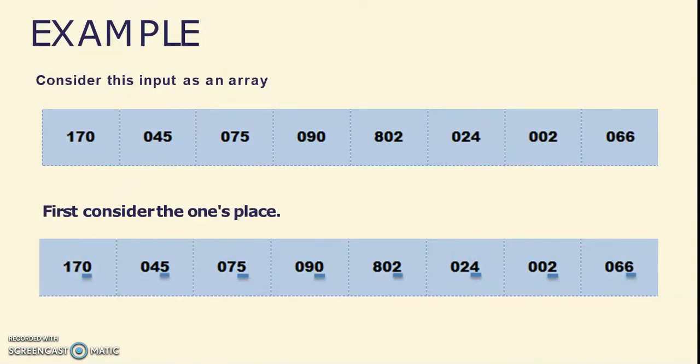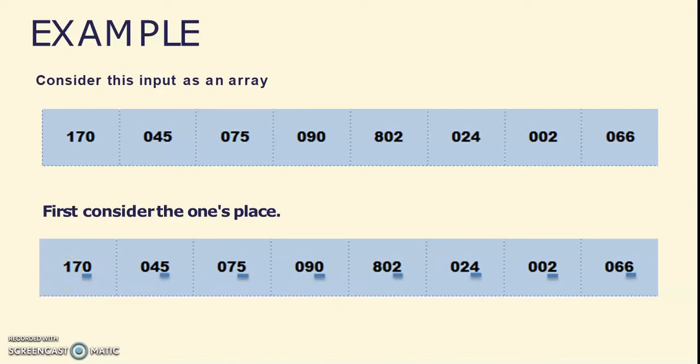So guys, this is an example of Radix sort. Now, we must consider this input as an array: 170, 45, 75, 90, 802, 24, 2, and 66. First, we must consider the ones place. As you can see on the screen, there is an underline on the ones place. This is the ones place, this is the tens, this is the hundreds place.